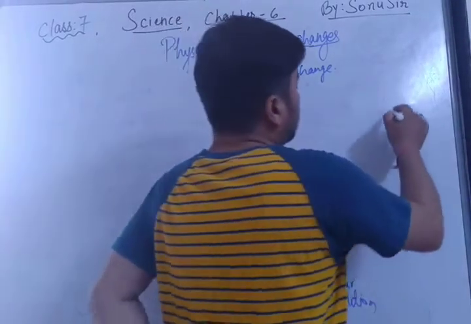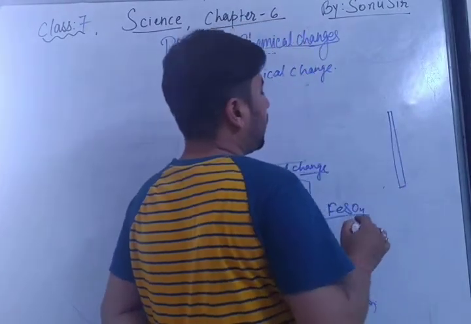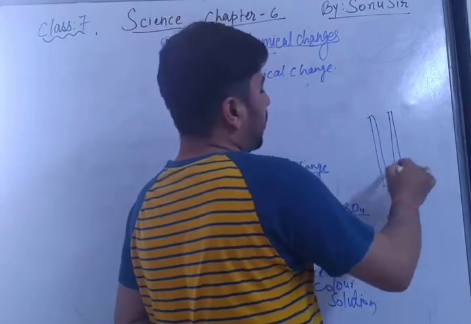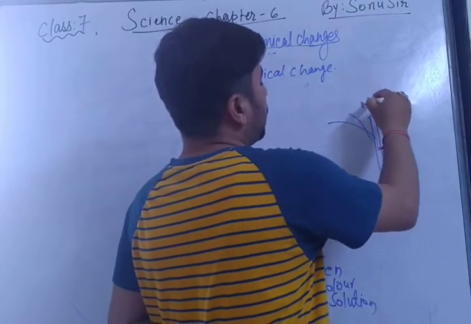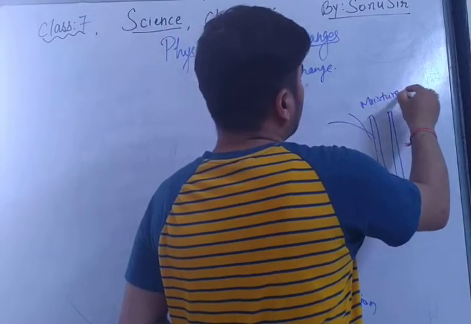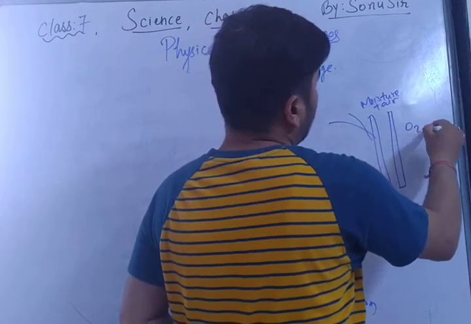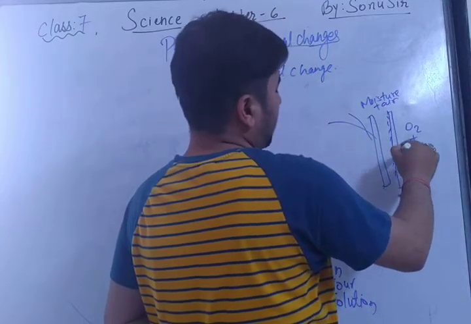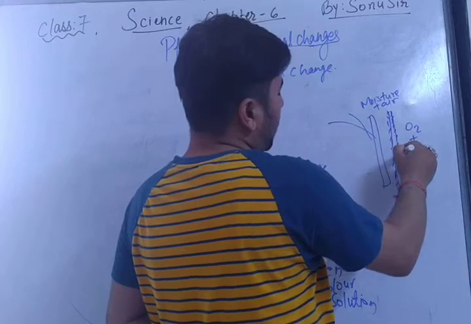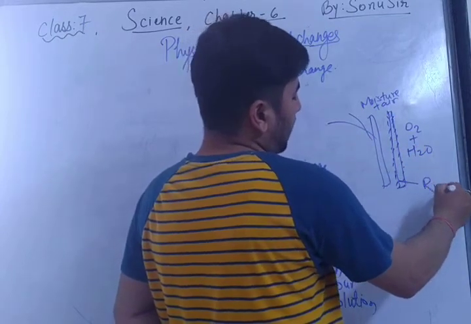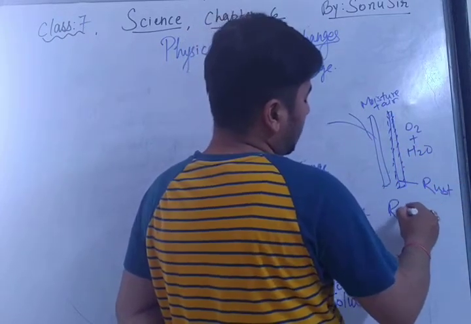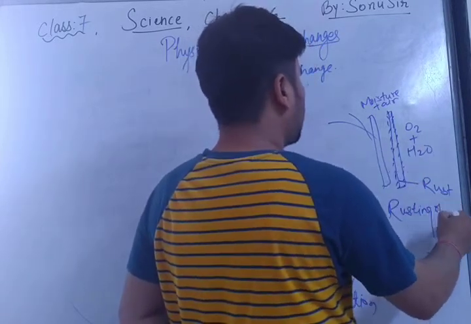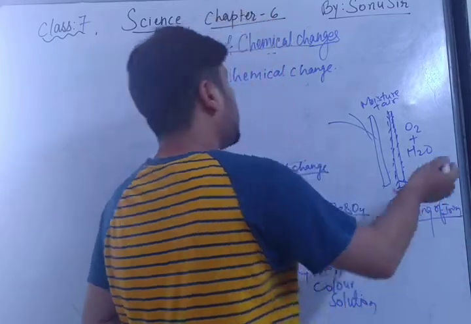You may have seen this iron rod in your window. Everybody has windows in their house with iron rods. If these iron rods are kept outside, exposed to moisture and air, means oxygen and water, if they both react with it, you will see this iron rusting, means it gets a brown color change. This is called rust and this process is called rusting of iron. This is also a chemical change.